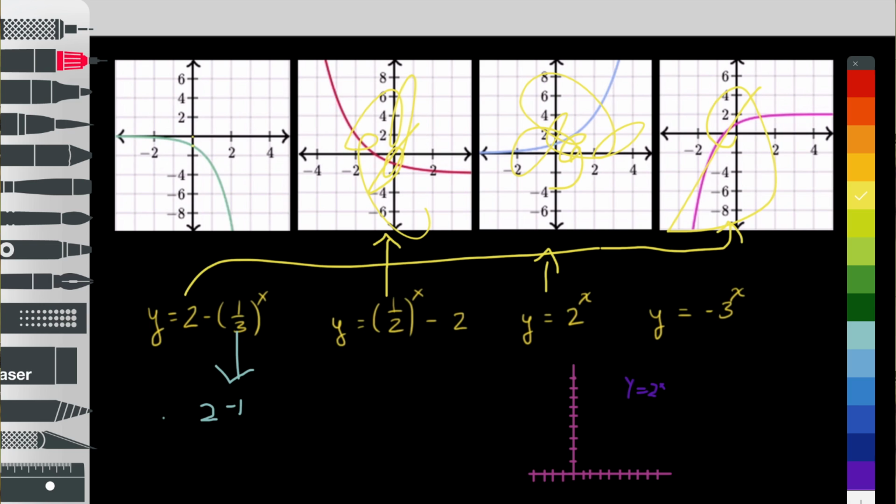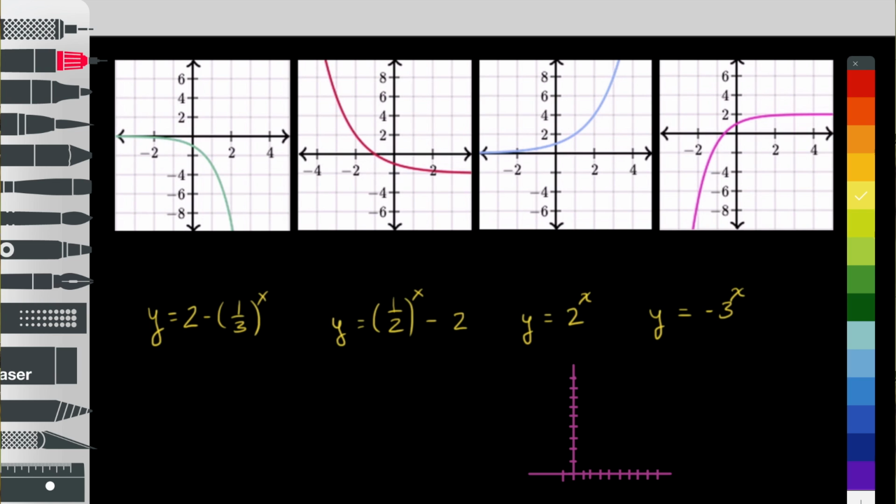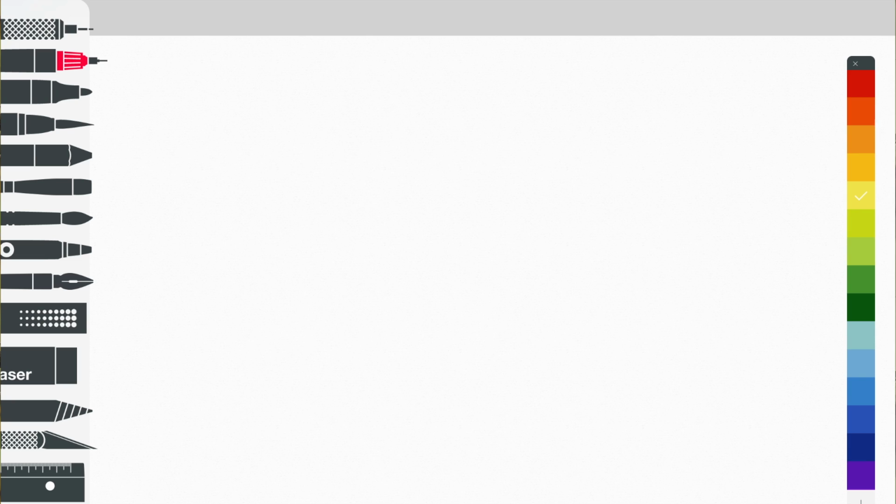So this one is this one. So that's everything. That's what an exponential graph is.